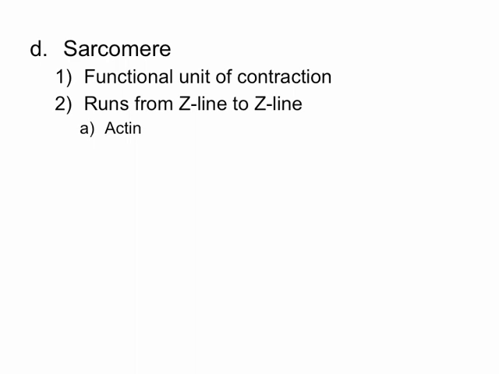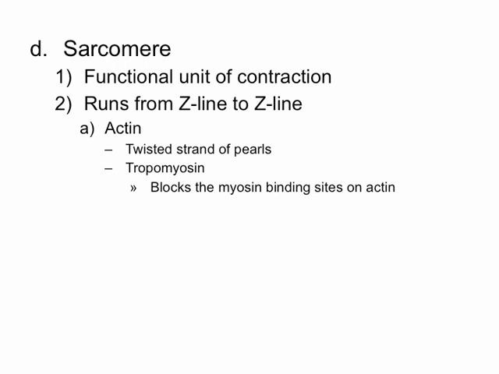And inside we have a couple proteins. The first protein is something called actin. If you were to look at actin structurally, it kind of looks like a twisted strand of pearls, or maybe like a twisted strand of Mardi Gras beads. And attached to the actin, we have a protein called tropomyosin. The function of tropomyosin is to block the myosin binding sites on actin. So at rest, a muscle cannot contract because the tropomyosin is blocking the binding sites.